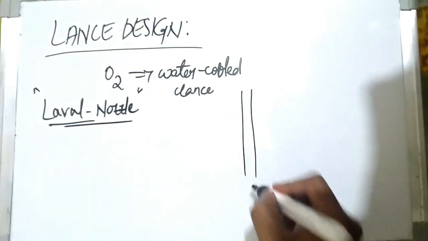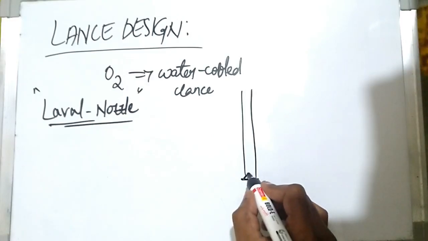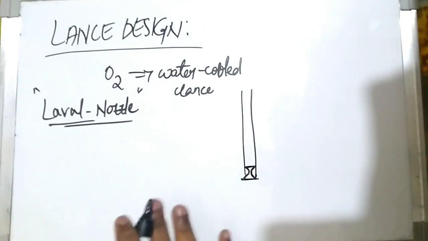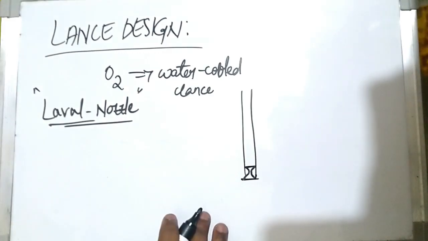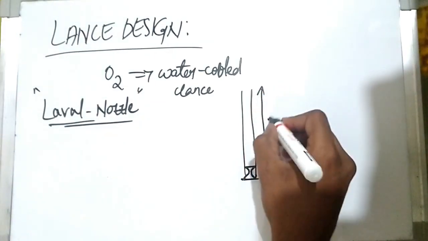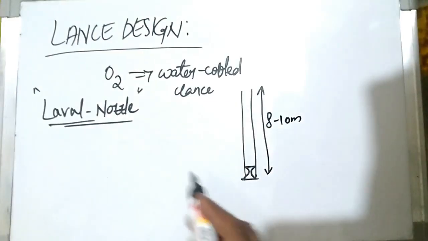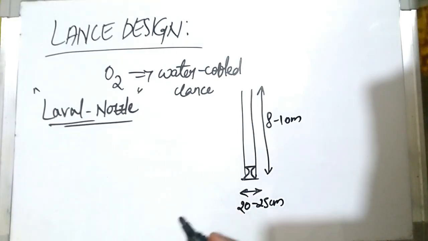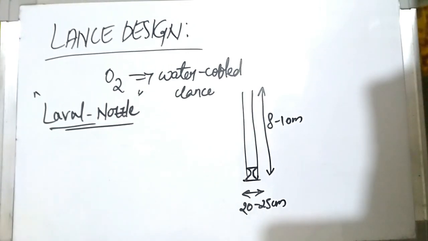If this is the lance, here comes our nozzle and it will be something in this shape. So this is a Laval nozzle. We'll discuss the Laval nozzle too. So this is the geometry of the lance. Generally it is about 8 to 10 meters long, and the diameter will be about 20 to 25 centimeters, depending on the furnace capacity and the requirement of oxygen. It moves up and down with the help of an electrically controlled gear system.